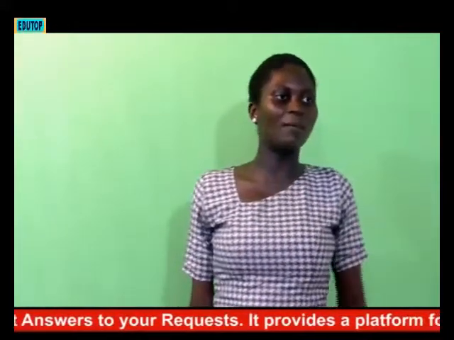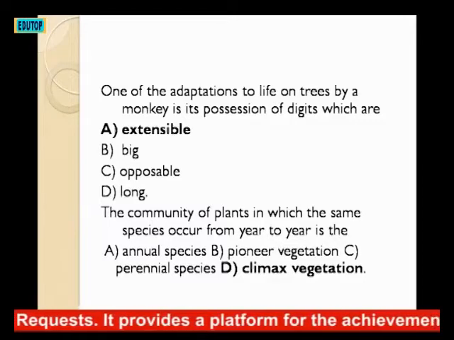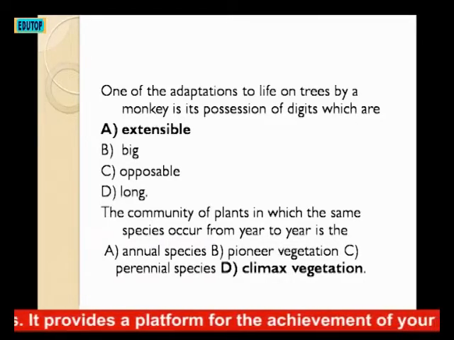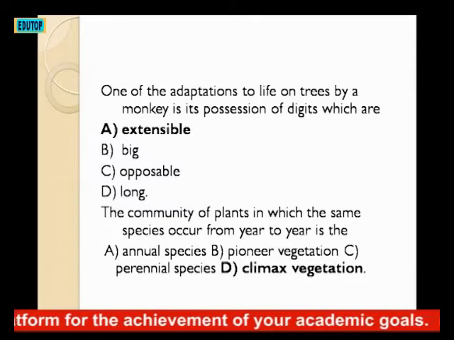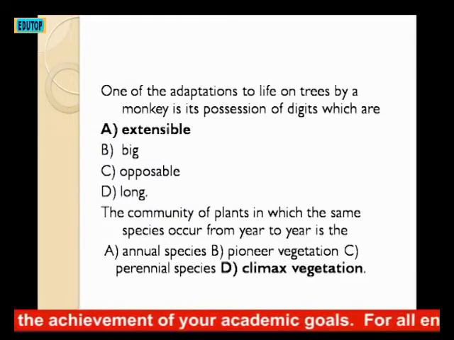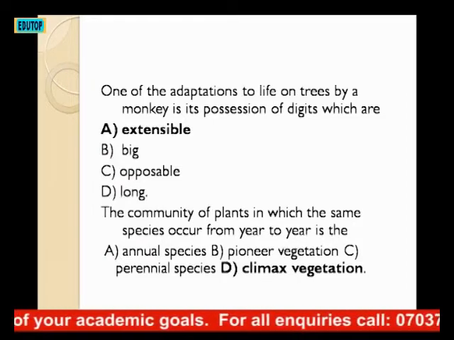The next question: the community of plants in which the same species occur from year to year is the A. annual species, B. perennial vegetation, C. perennial species, D. climax vegetation. The answer is climax vegetation, option D.